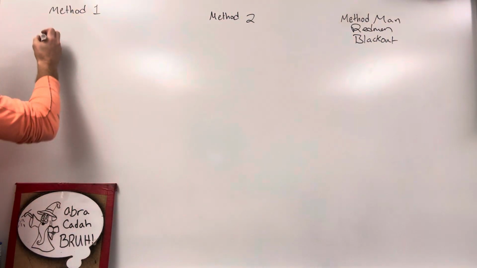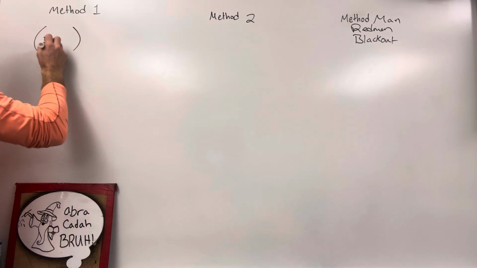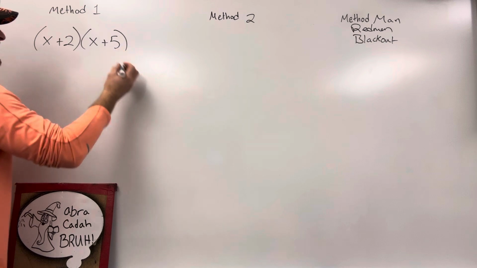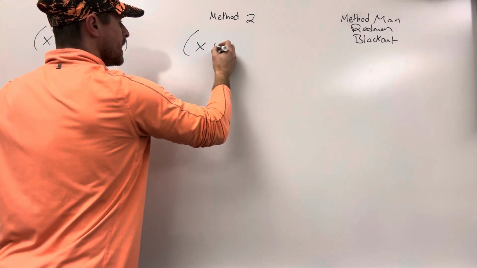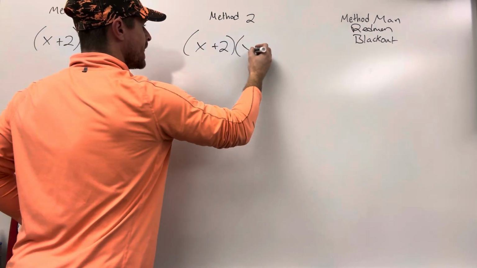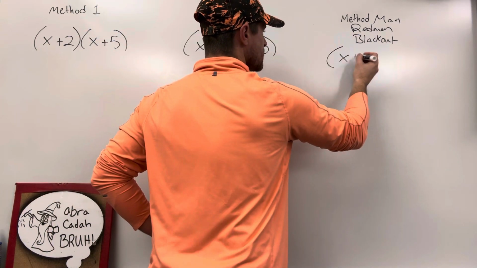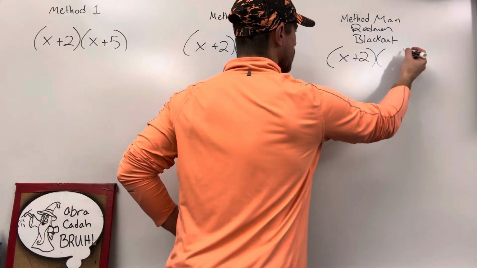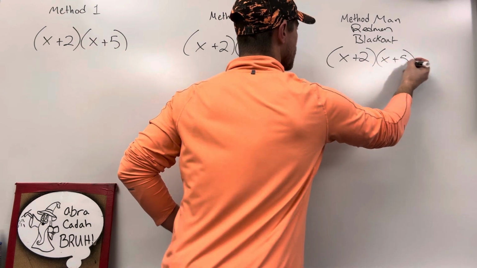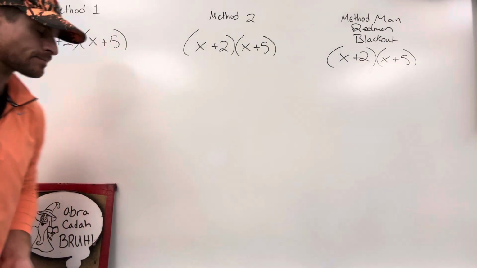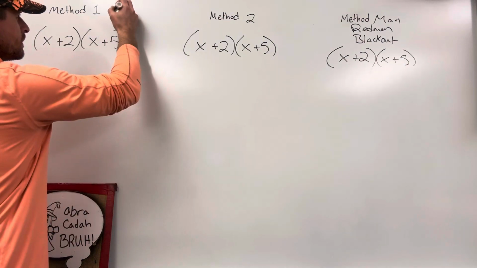All right, so here's our two binomials. We're going to do x plus 2 times x plus 5. We're going to multiply that same exact binomial by the other binomial 3 different ways. So how do we take the binomial x plus 2 and multiply it times the binomial x plus 5? The first way is the distributing method.